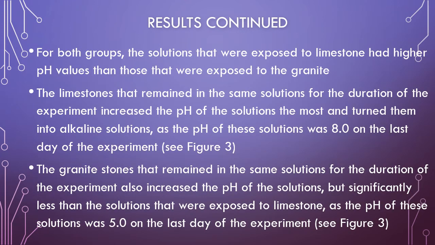So looking at trends in the pH results, for both groups, the solutions that were exposed to limestone had higher pH values when they were measured on the last day than those that were exposed to the granite. And the limestones that remained in the same diluted sulfuric acid solution for the entire experiment actually turned the solutions into alkaline ones, because the limestone increased the pH of these solutions from 4.0 to 8.0, which you'll be able to see in figure 3 on a later slide.